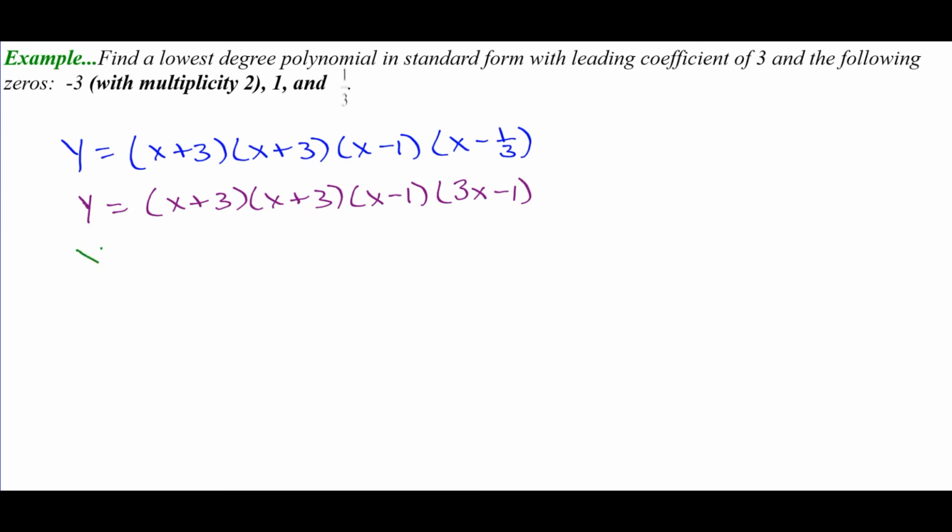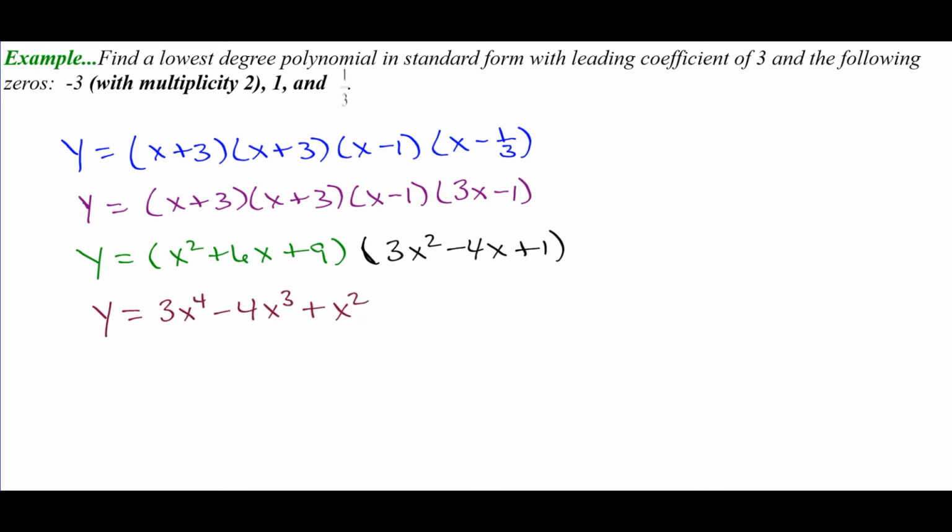Now I'm going to start multiplying out. So I'm going to multiply these first two terms together. Then I'm going to multiply the second two terms together. Now I just need to start to multiply these two factors together. So I'm going to distribute the x squared into the second parenthesis. Now I'm going to distribute the 6x into the second parenthesis. And finally, I'm going to distribute the 9 into the second parenthesis. Now we just need to combine our like terms.